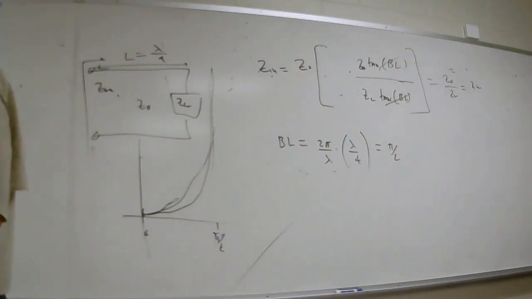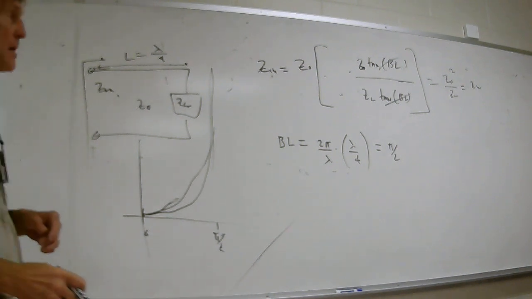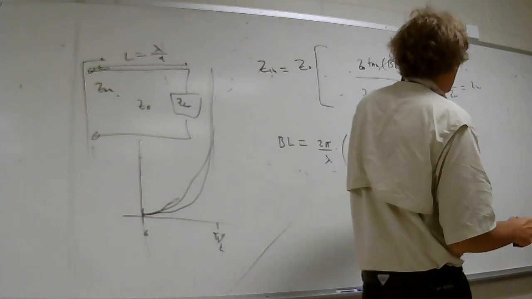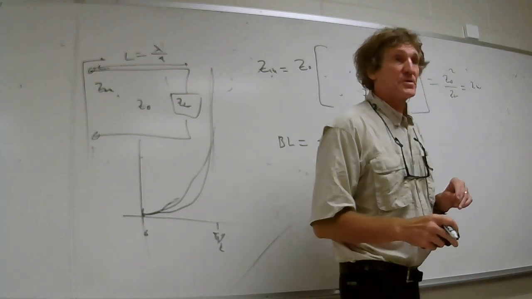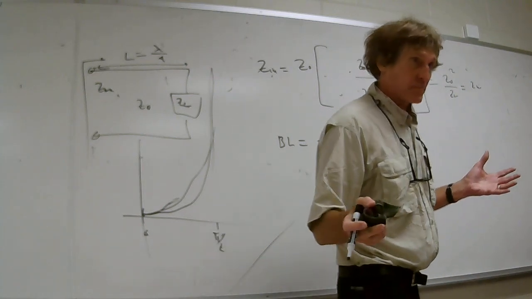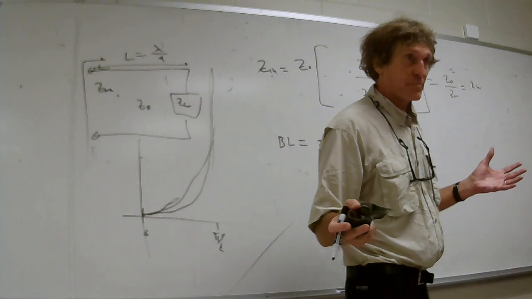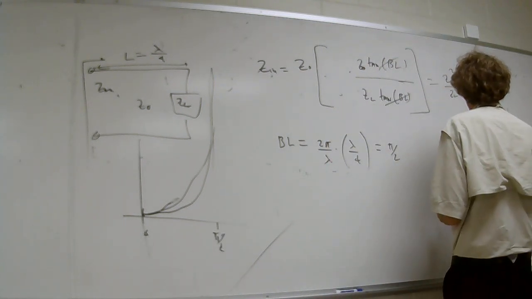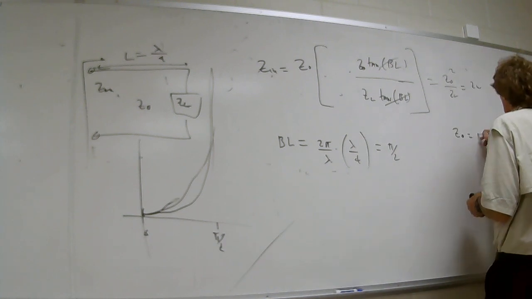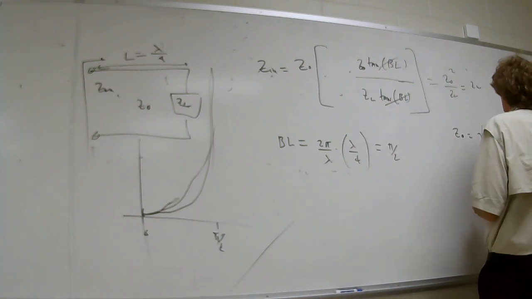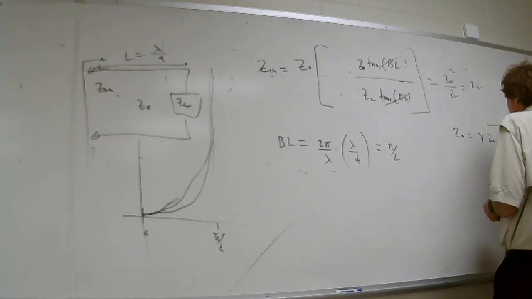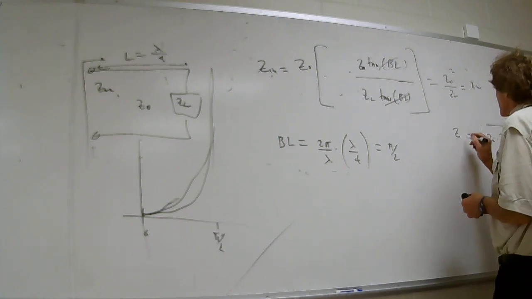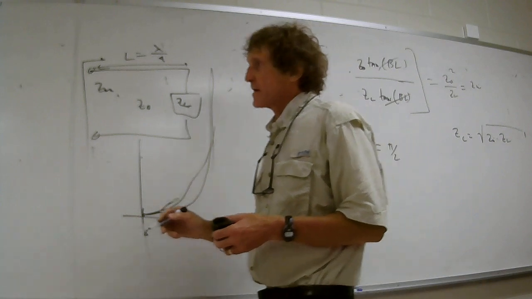If it's a quarter wavelength long, and you want to know the value of Z naught that would match it, that's the characteristic impedance. Y'all follow me on this, class? You can take a look at this, and it becomes Z naught is equal to the square root of Zn times ZL. This would be the characteristic impedance of this transmission line right here.